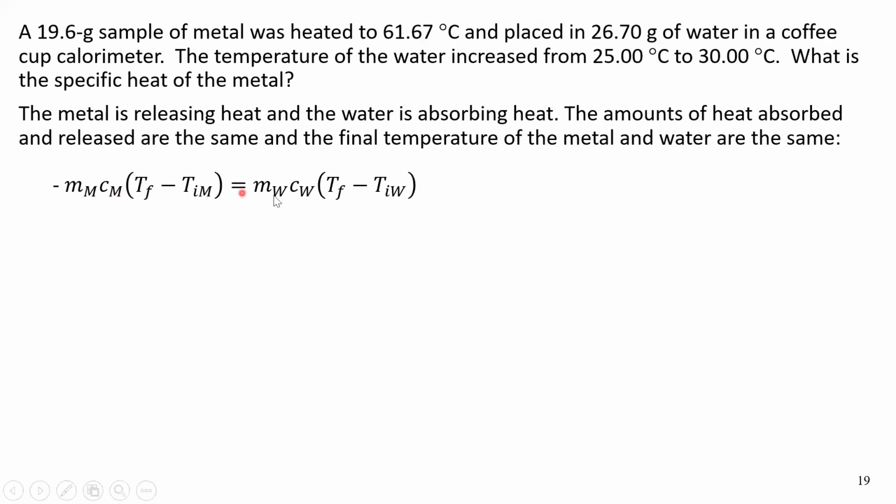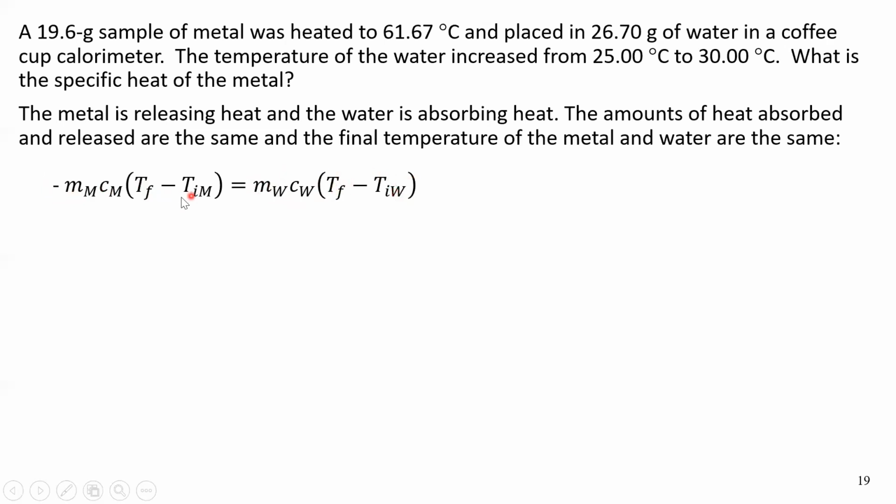So here's our equation. This side of the equation is all the stuff about the metal. The metal is losing energy, so that's why we have that negative sign. We've got the mass of the metal times the specific heat of the metal times the temperature change for the metal. And again, temperature change is the final minus the initial temperature. And this side of the equation is the water side. So we have the mass of the water times the specific heat of the water times the temperature change for the water, again, being final minus initial.